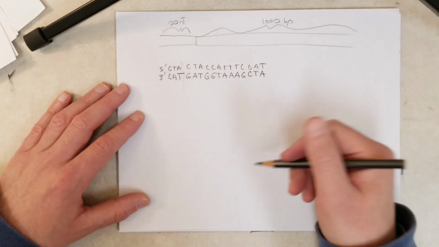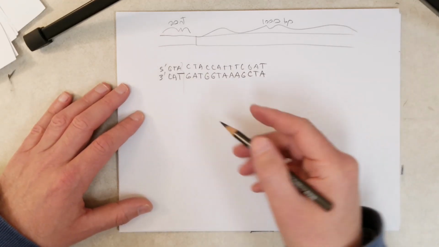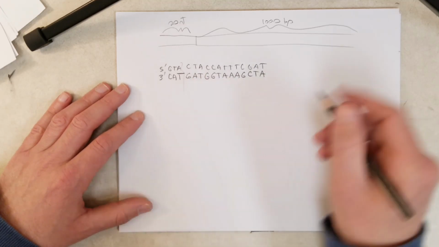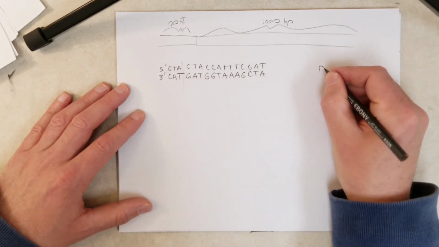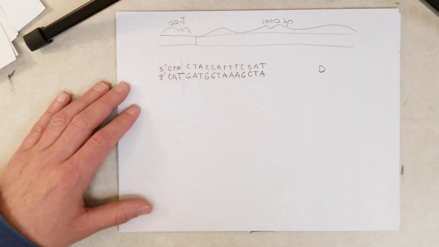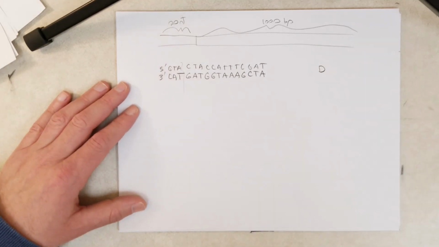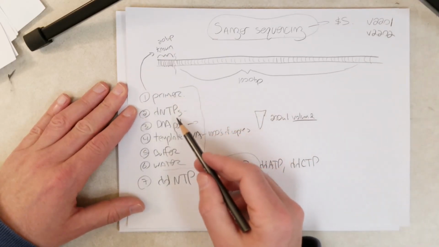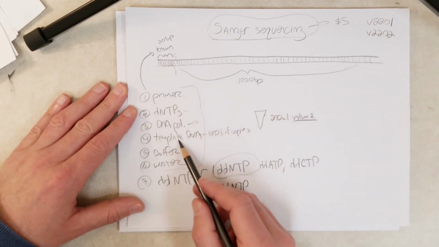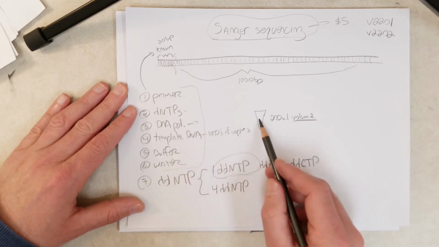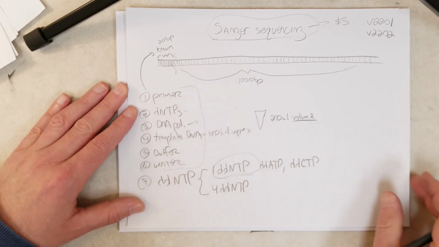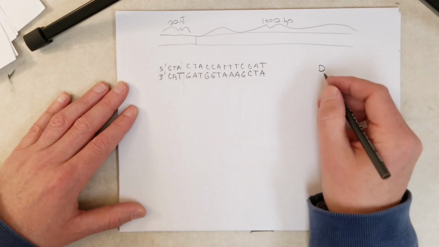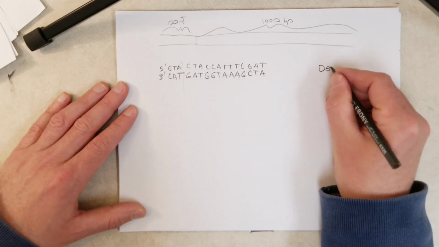So now we'll see how Sanger sequencing works. We're going to run a sequencing reaction to determine what this sequence is, because we don't know it. We don't know what that sequence is. So what happens? Well, all those components that we talked about previously, primer, dNTPs, DNA polymerase, template DNA, buffer, water, all that's in the tube with one ddNTP. So that's all in the tube.